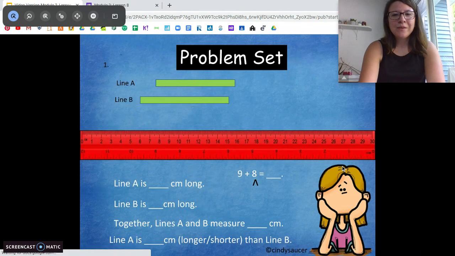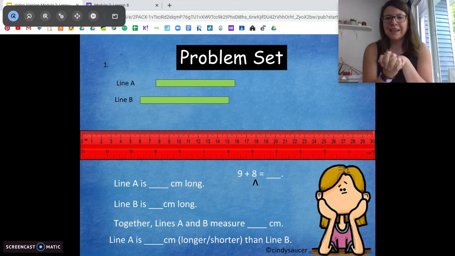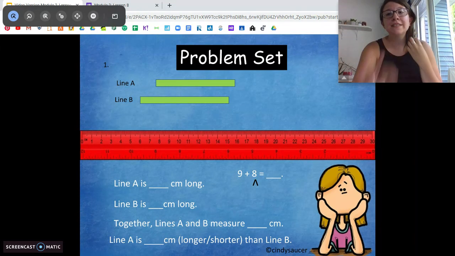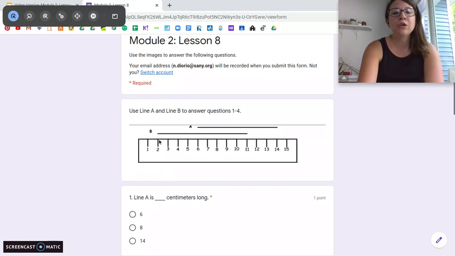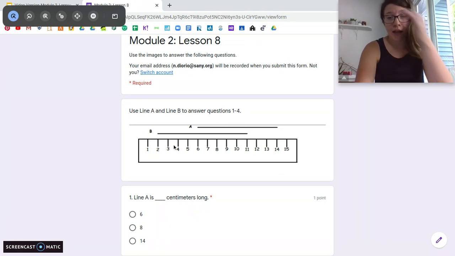Okay, now we are going to get into your exit ticket, your problem set. This is similar to what you're going to see on your Google form. Your job is to use the ruler. The ruler's here for you to measure line A and line B. How I would do this, because it's not starting at an endpoint, as you can see, I would do frog jumps to count the length of the lines. So if I were to measure line B, I would start at the end point of line B and go 1, 2, 3, 4, 5, 6, 7, 8, 9, and use it like a number line and count.